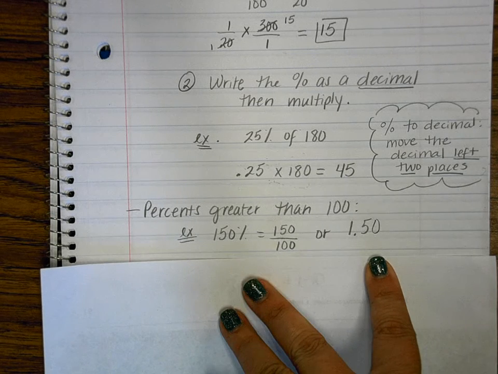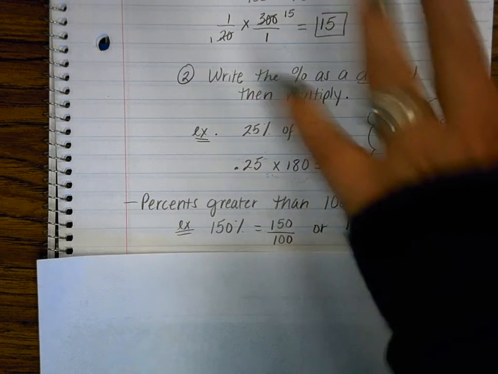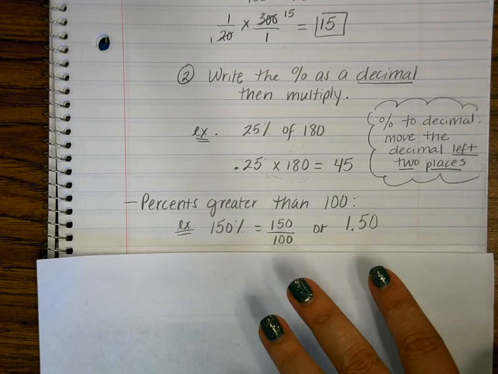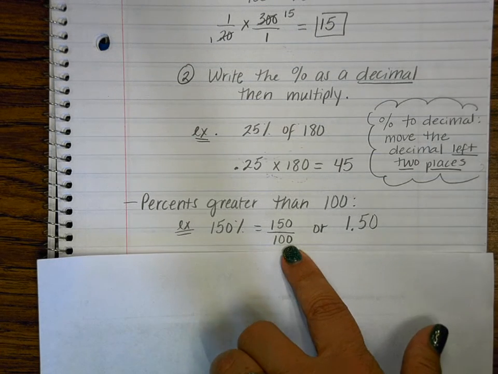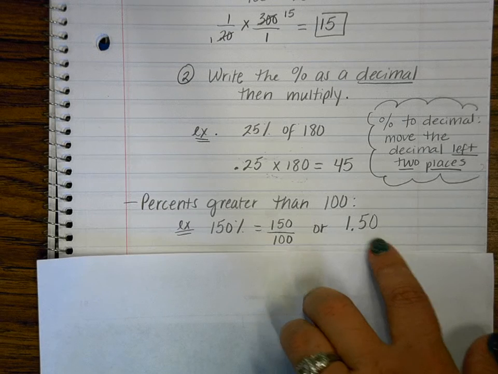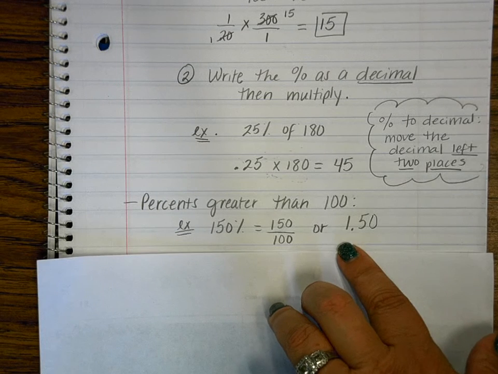Easy stuff? Okay, so you still do the same method here, right? You still multiply after you get that. But it's either over 100 if you're doing fractions, or just move it 2 places to the left.